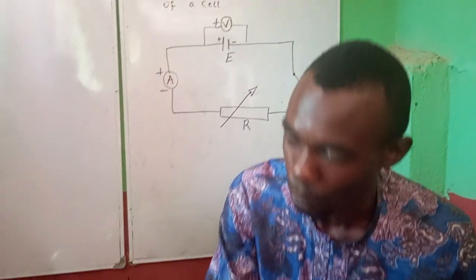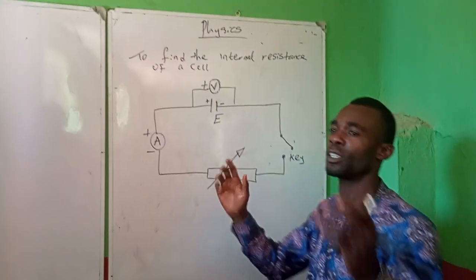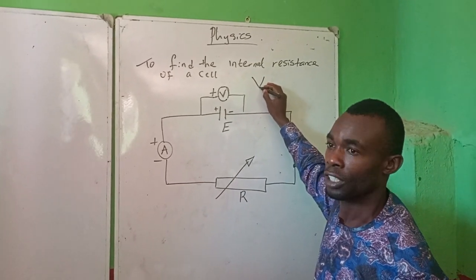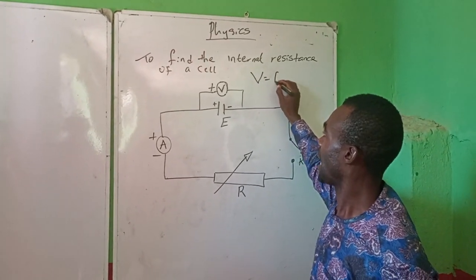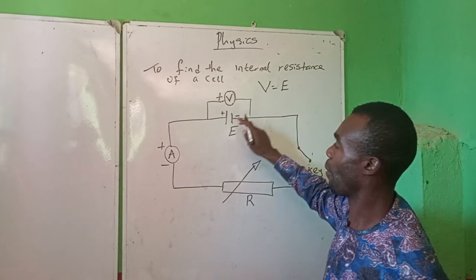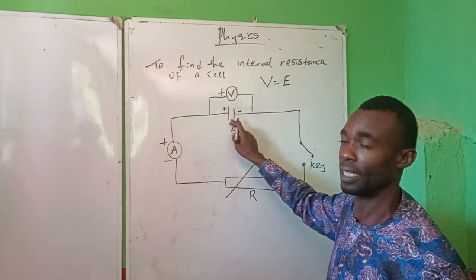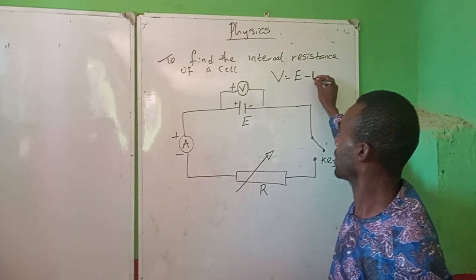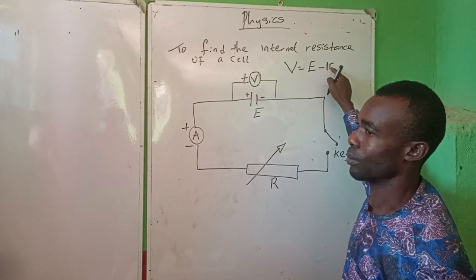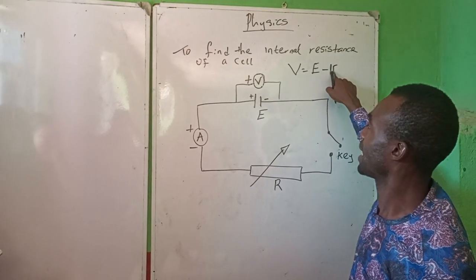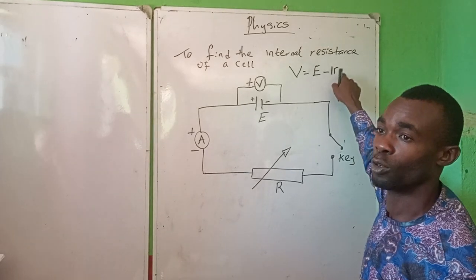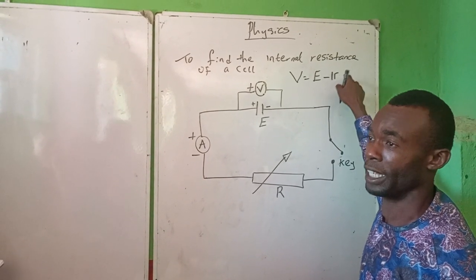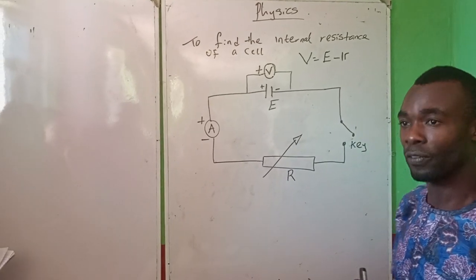Now let us find the internal resistance of this cell. At the end of everything, we are going to have voltage equal to our cell's total voltage minus our current times R. This R is our internal resistance. We are going to make R the subject of the formula, which is our internal resistance, which we are looking for.